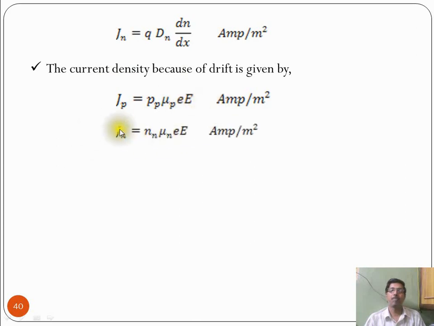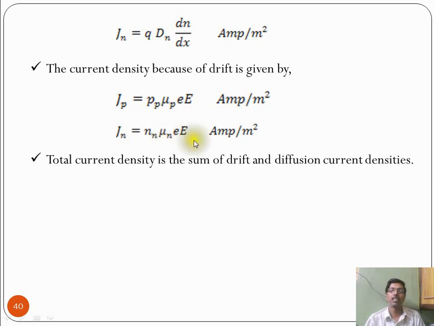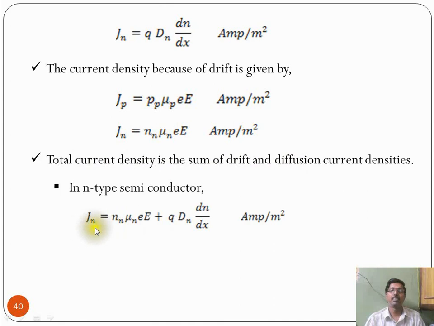This is for the current density of the p-type semiconductor. The current density of an n-type semiconductor is n mu n e into capital E, the electric field. So the total current density is the sum of the drift current and diffusion current: the total current density in any semiconductor material is due to both drift and diffusion current densities. In the case of an n-type semiconductor, Jn has one term due to drift and another due to the diffusion current density. So both are added together.